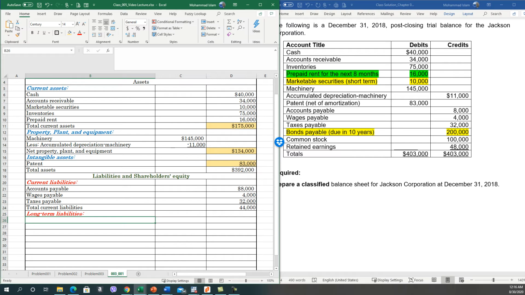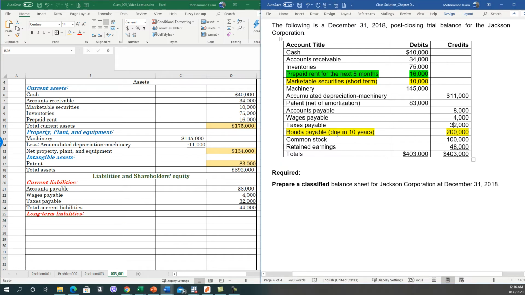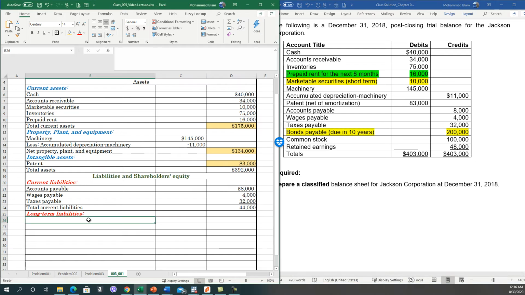Long-term liabilities, what we have, see, we have bonds payable, that is due in 10 years. This is going to be our long-term liabilities. So I'm writing this one, bonds payable, that is 200,000.